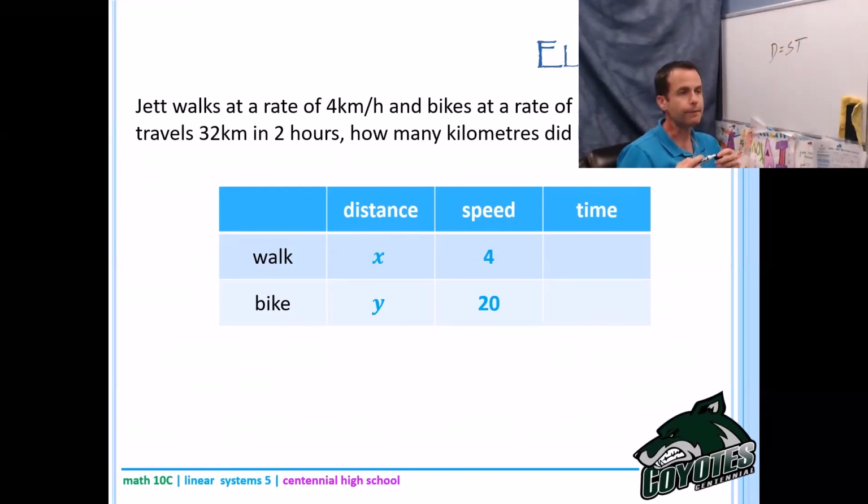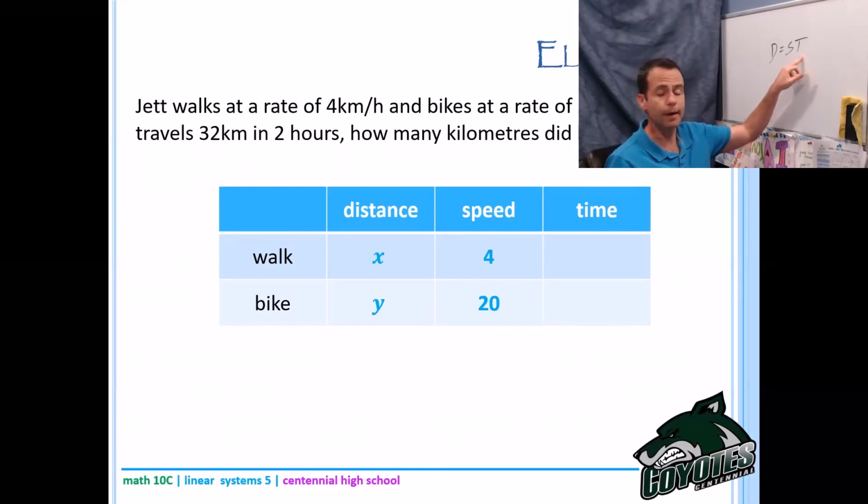Okay? If I told you you were on the Deerfoot going 100 kilometers an hour for 2 hours, and I asked you how far you would travel, you'd say, hey, I went 200 kilometers. But the reason you can say that is because you took your speed, which is 100 kilometers an hour, and you multiplied it by your time, which was 2 hours, okay?